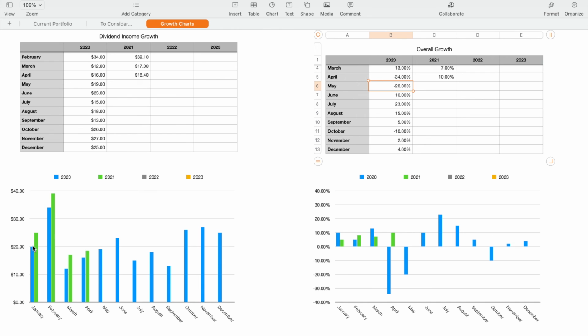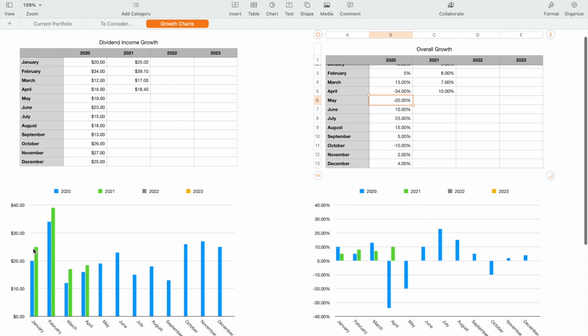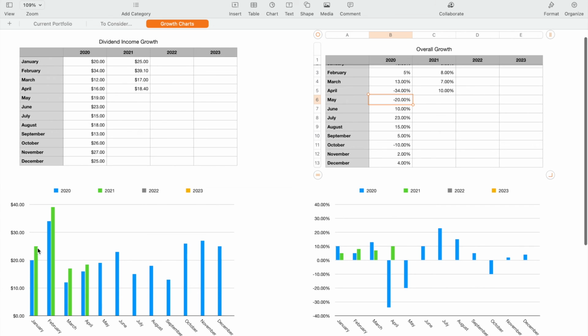What you can see here is that year after year, the overall dividend growth is increasing. So in 2020 January, I made $20, but in 2021 that was up to $25. Now again, numbers aren't super impressive; it's just made up. But you can imagine the difference if you're investing in a considerable number of companies and have a considerable amount in your portfolio.